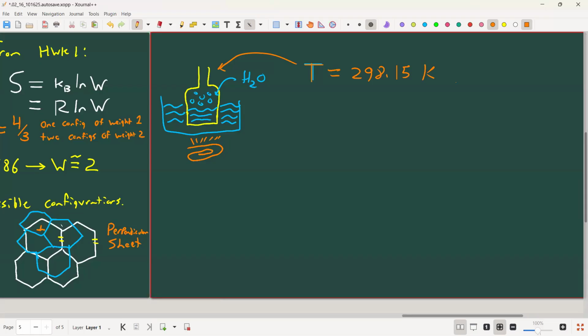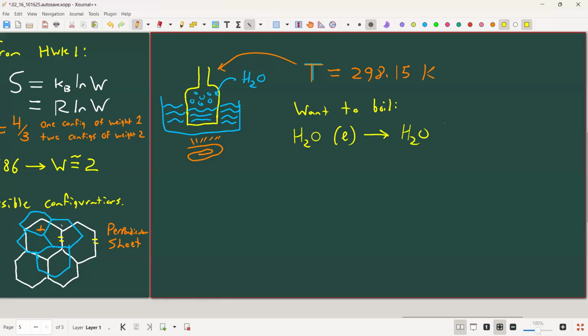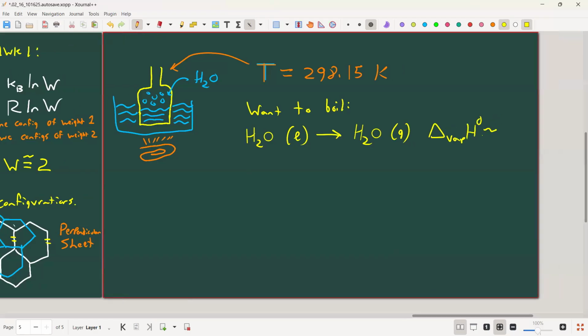So I go and look up the enthalpy of vaporization, right? How much heat do I have to put into this water at 298 Kelvin to boil it? That's something we've been thinking about, doing that on the homework. So you go into your NIST and look up the enthalpy of vaporization at 298. I forget the exact value, say it's about 43 kilojoules per mole.